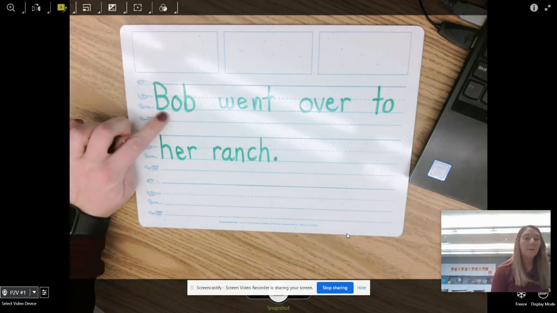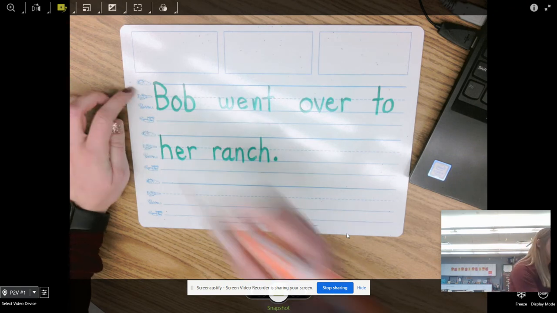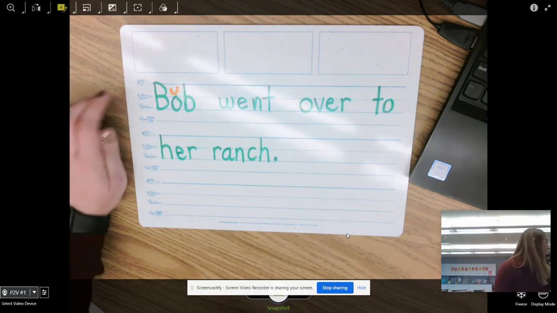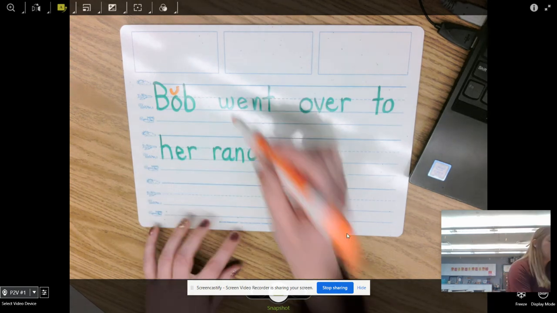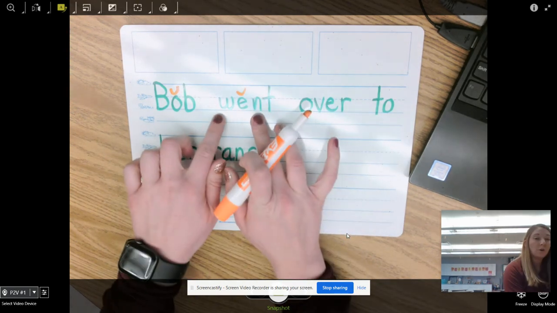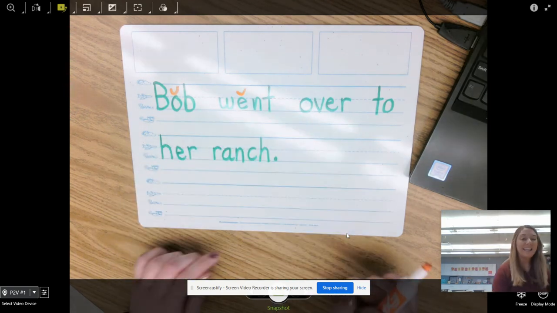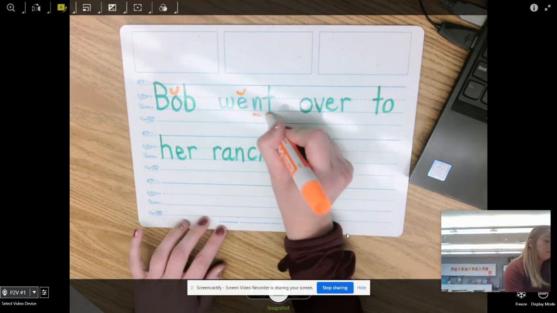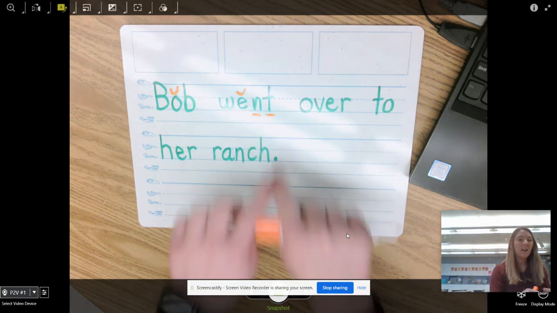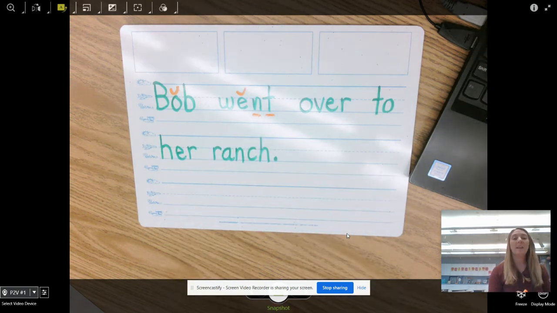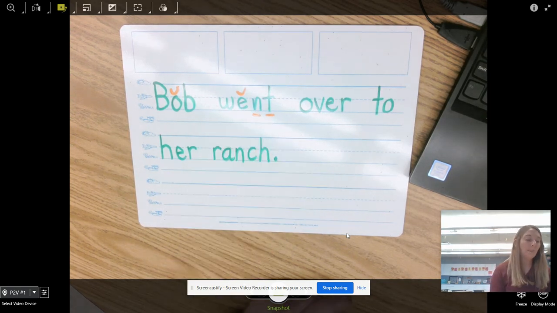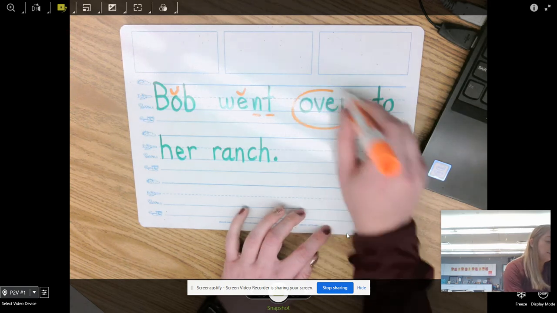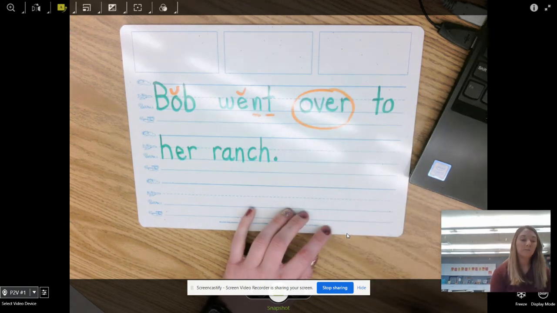So Bob, B, is going to be a CVC word. So we're going to mark up that short vowel. Went. I see that the short vowel and E between those 2 consonants. And then N and T are blending together. Those 2 consonants that are next to each other, they're blending. So they're making 2 separate sounds, but it sounds like they're blending to make one, but they're not. So went. Over is a new trick word we learned today, so we will circle that.